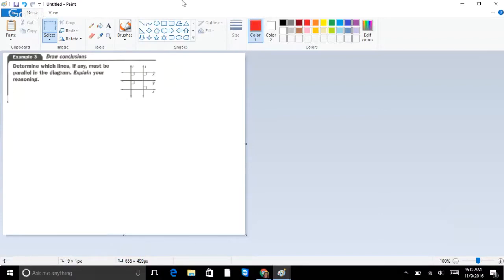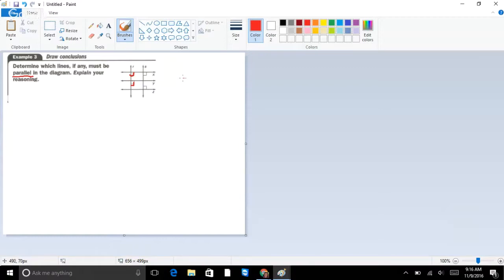So we're going to try to figure out which lines are parallel to each other. If I can get my marker to work, there we go. Which lines are parallel to each other, and we're going to use our thinking. Okay, so the first thing is we're going to use those theorems that we just talked about. So the first thing I notice is that right here we have that X is perpendicular to R and Y is perpendicular to R. Okay, so X and Y are both perpendicular to R.